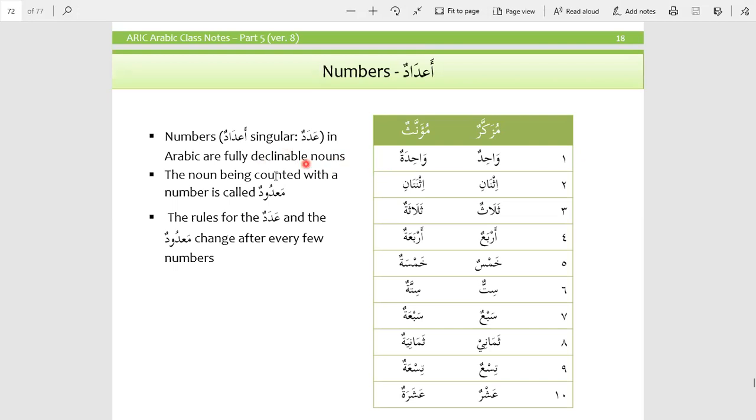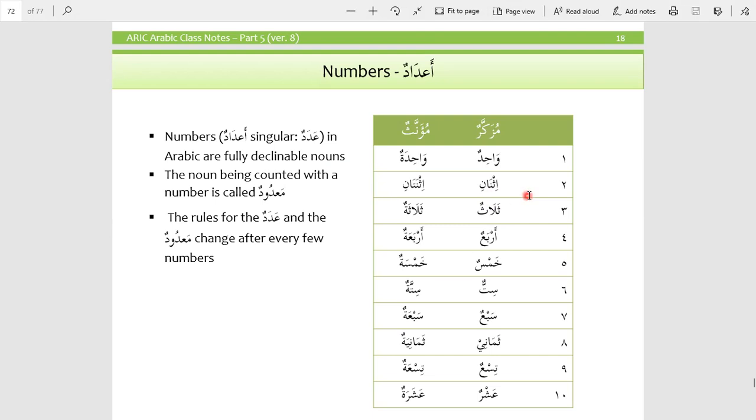So we are going to look at the numbers. The number being counted, we call it maudud. We'll explore this, inshallah. The rules for the number, the adadun, remember it's the number, and the maudud, the counted, change after every few numbers. They've got certain rules that make them change in a certain way. So we are going to just look at 1 to 10 in this lesson.